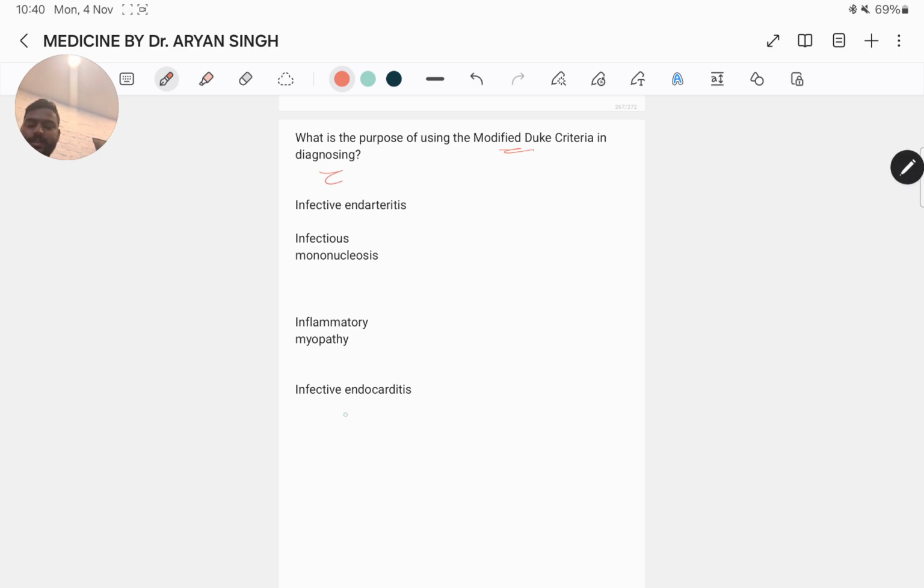In diagnosis, the best answer is infective endocarditis because the modified Duke criteria are widely used criteria for diagnosing infective endocarditis, which is an infection of the endocardium, the inner lining of the heart, including the heart walls. The criteria help establish a diagnosis based on clinical, laboratory and echocardiography findings, and they take into account major or minor criteria as well as the presence of predisposing factors to classify the likelihood of infective endocarditis.